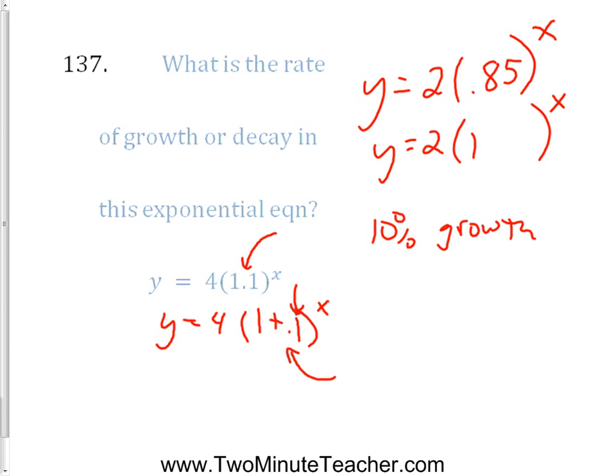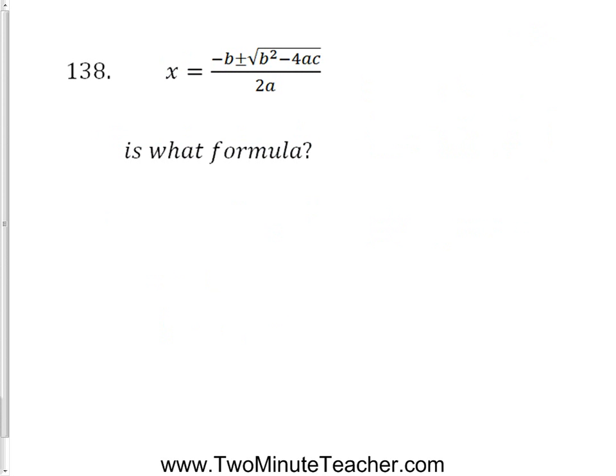And to get 0.85, I'd need to do 1 minus 0.15. And that tells me that in this problem, I'd have not growth, but decay, or it shrinks by 15%. Okay? So that's an example of how you figure out your growth or decay rate.